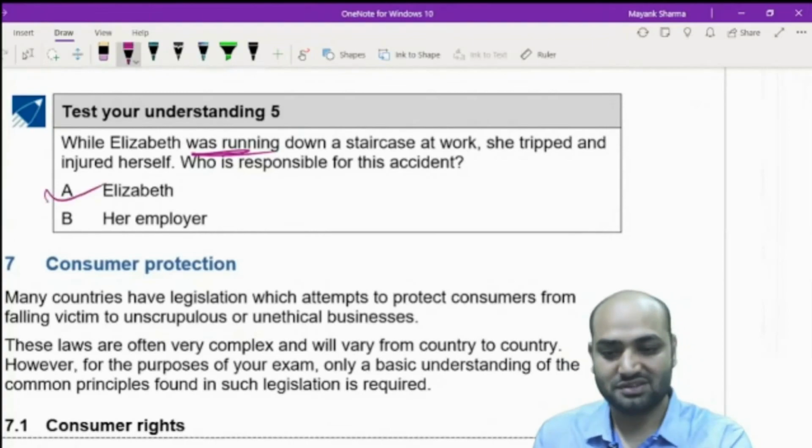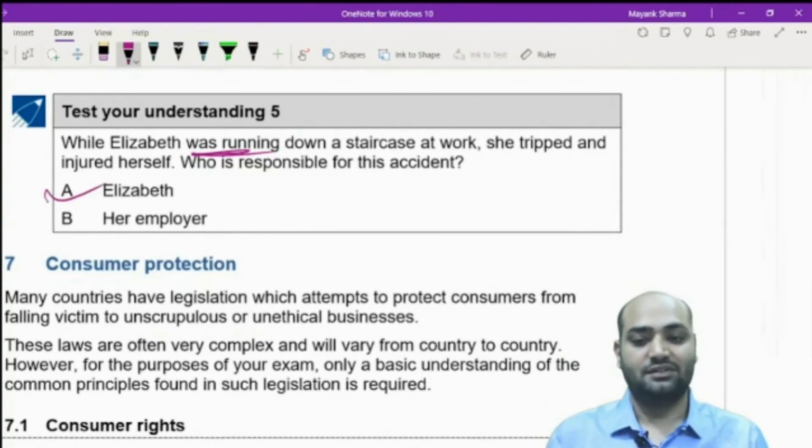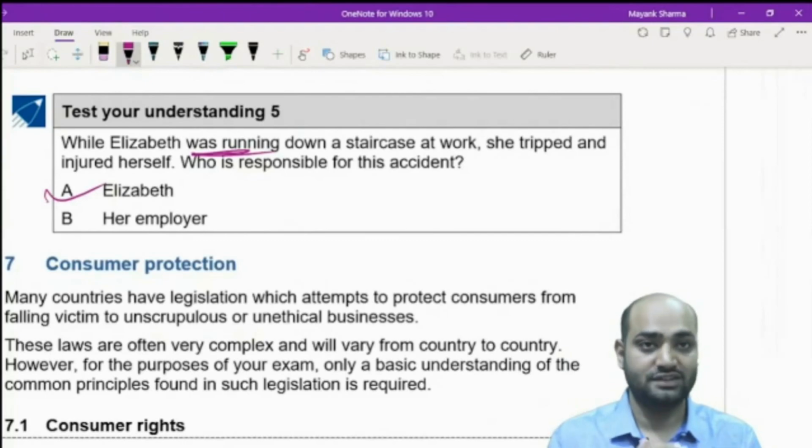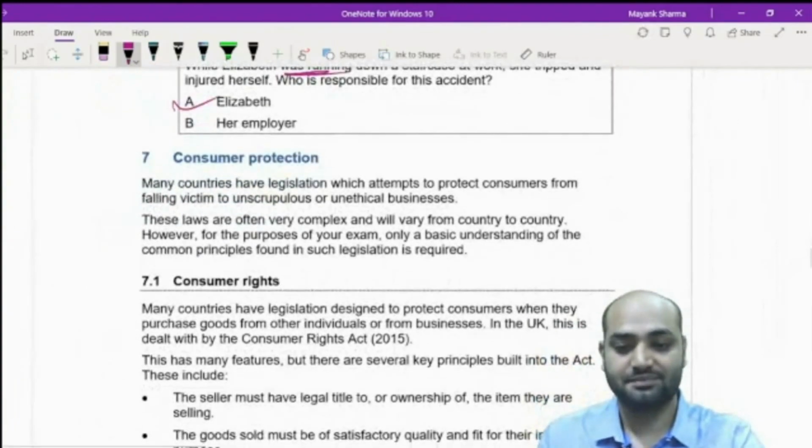So who is responsible? I would say Elizabeth herself is responsible if everything else is in place, like the pathway is well lit, there are no cables or torn carpets in place, the stairs are even, the stairs are dry, the floor is dry. If all these things are taken care of, then Elizabeth is responsible. Why? Because she was running. She was not taking care while using the staircase. All right.